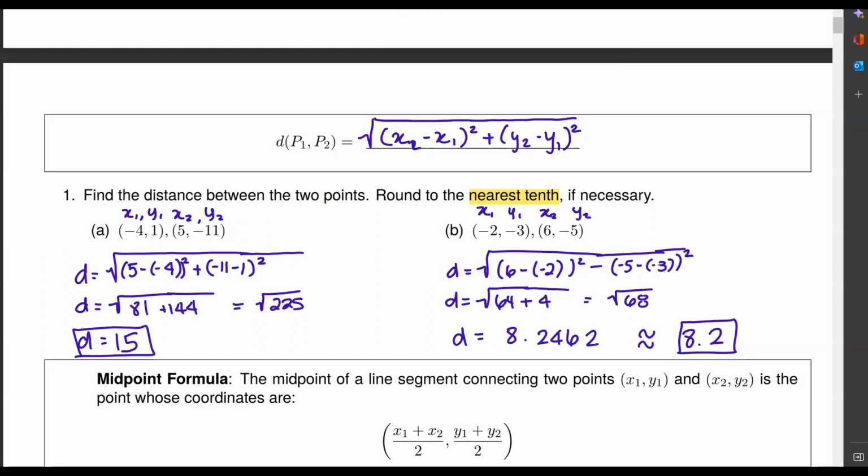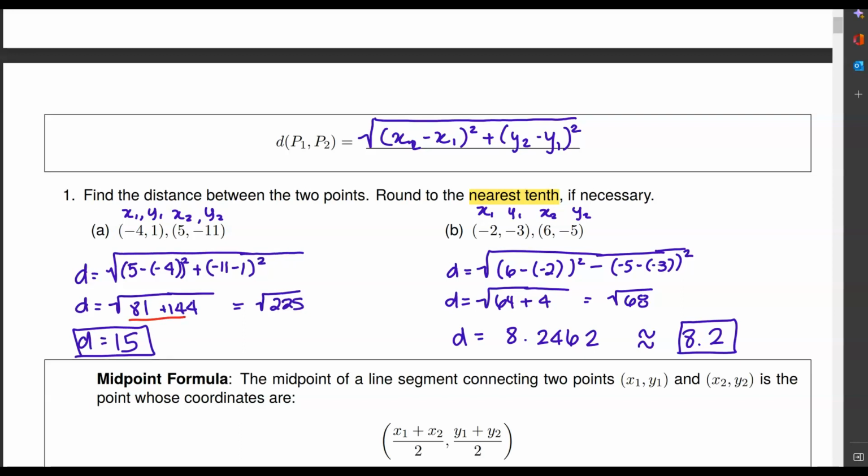Okay, so in doing the distance formula for the first one, did you get d equals 15? All right, we should be able to do the subtraction. 5 minus negative 4 gives us 9. We square that, we get 81. Negative 11 minus 1 gives us negative 12, but when we square that, we get a positive 144.